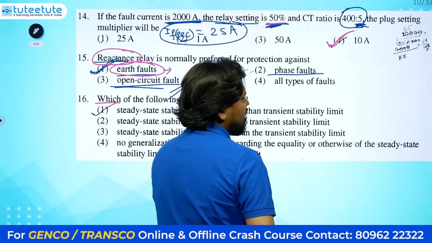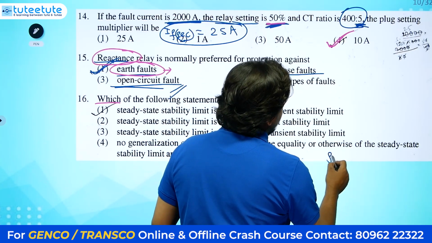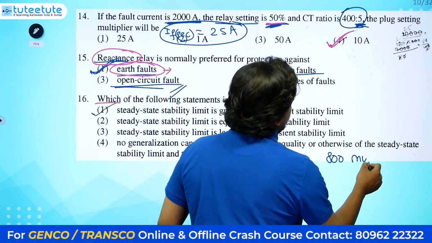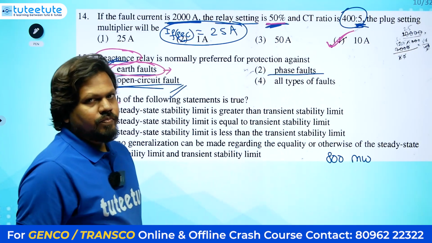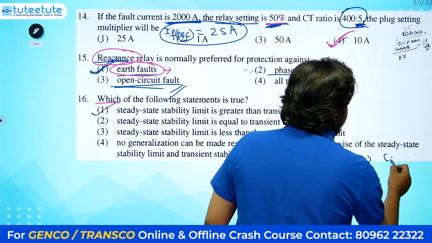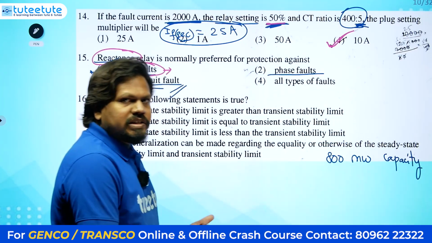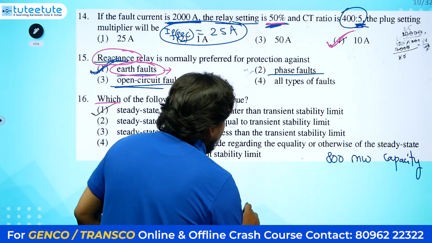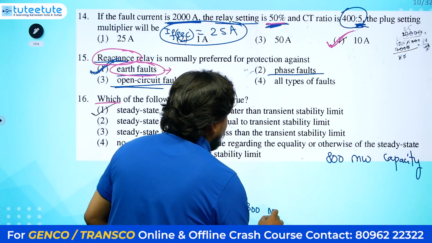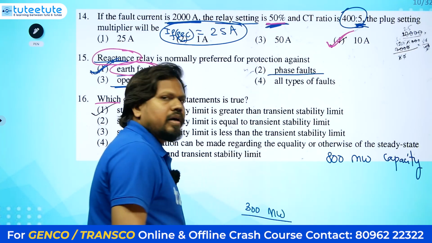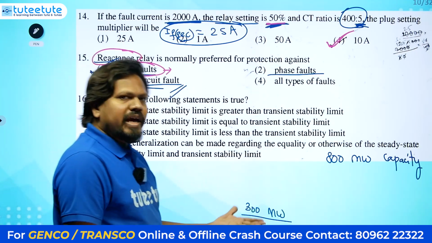Of, okay, let's take any recent generator. Like 800 megawatt, this is the generator capacity. Okay, so this is the capacity, understanding? Now it is generating like 300 megawatt. Okay, so now it is giving 300 megawatt. Okay, so this is the maximum, for example.